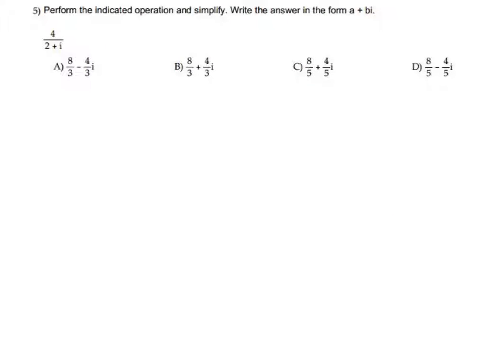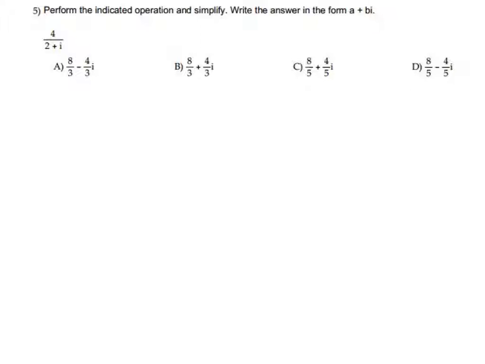Perform the indicated operation and simplify. Write the answer in the form a plus bi. Well, first, quick check. All 4 of these multiple choices are in the correct form, a plus bi. i is on the right, and if there is a fraction, it's written in front of the i. That would be b. Now you might wonder, wait, this is minus. Why isn't it plus? Well, if b is negative, you'll simplify and have a minus. It's still in the correct form.